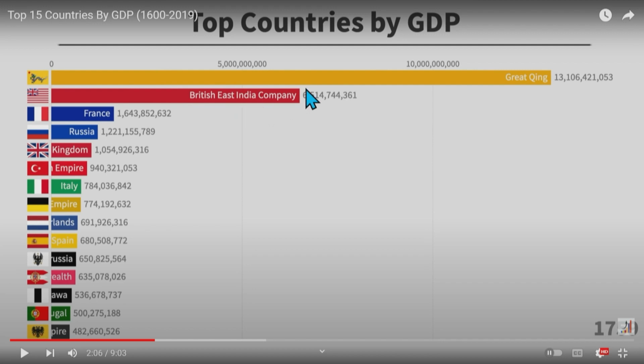So they turned India into the British East India Company. This is now under British rule. Okay, and look how rich they are.